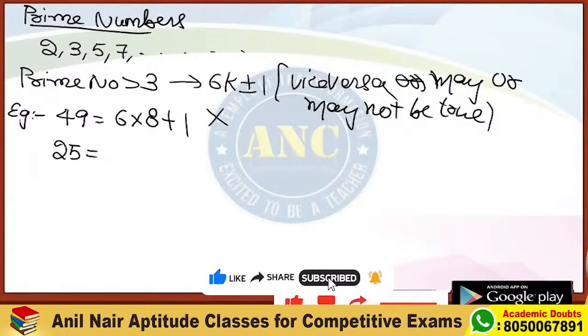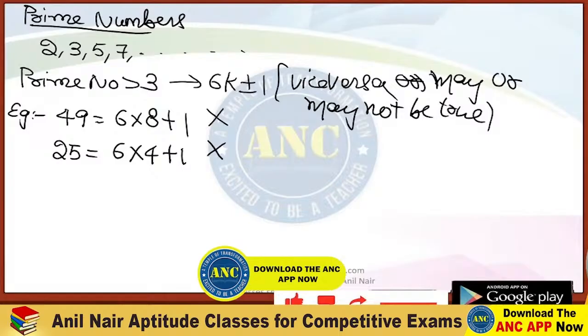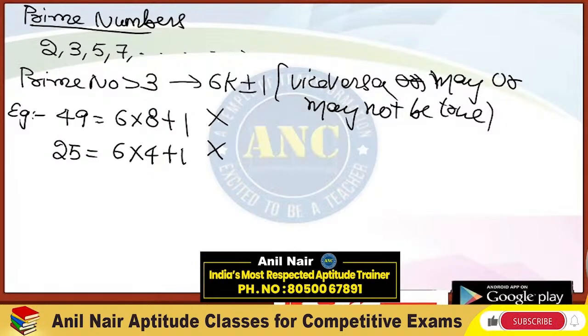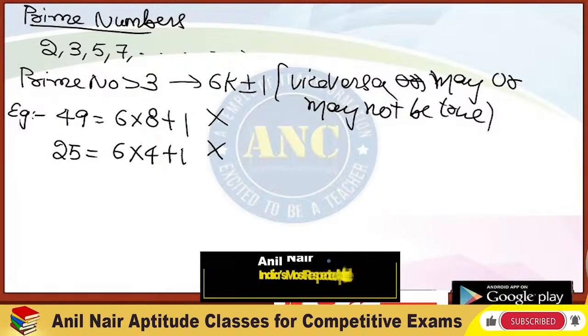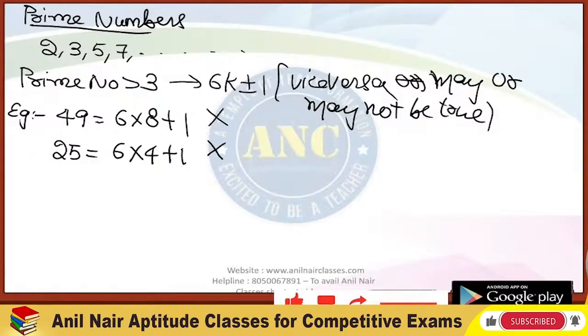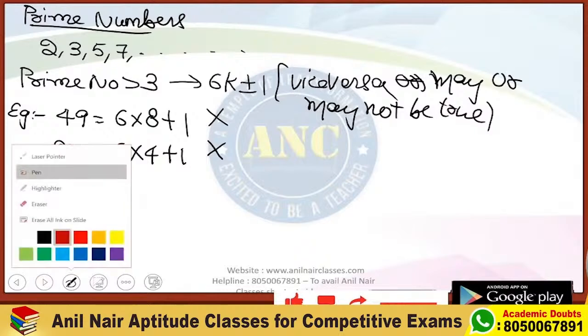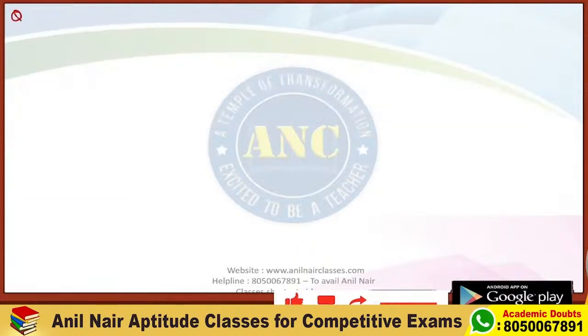25 is 6 into 4 plus 1, and this is a composite number. I hope the idea is clear. If the number is a prime number, it should be of the form 6k plus or minus 1. Based on this, let us discuss some very good problems. First problem.